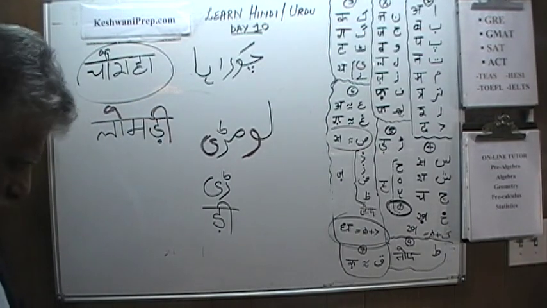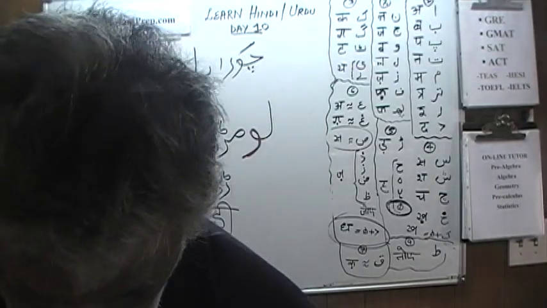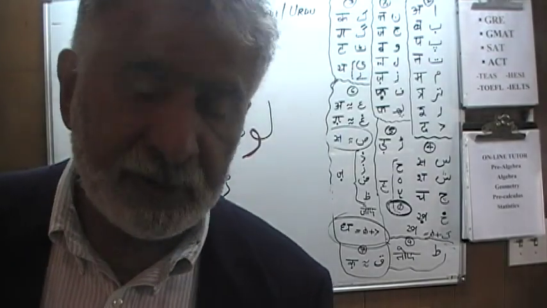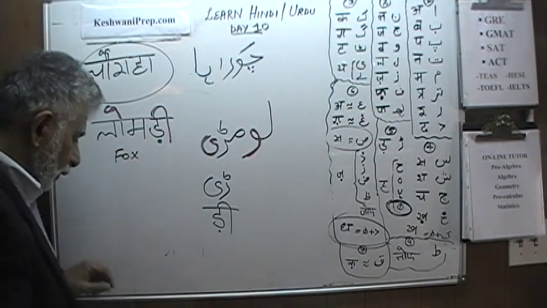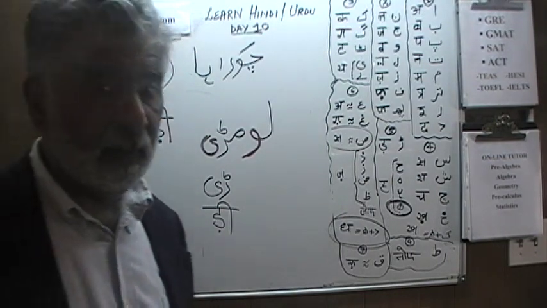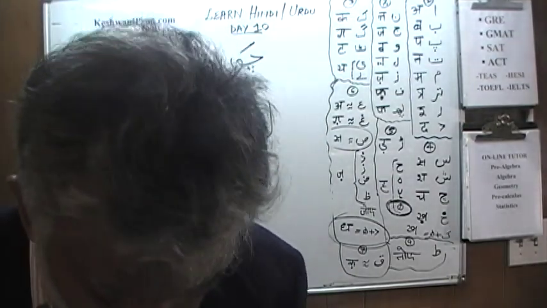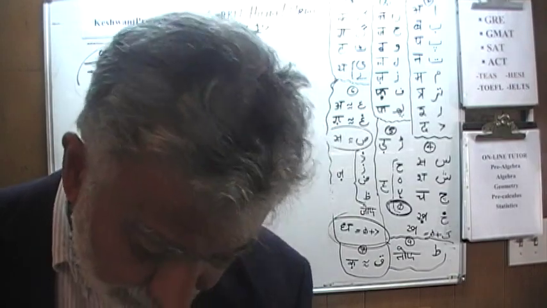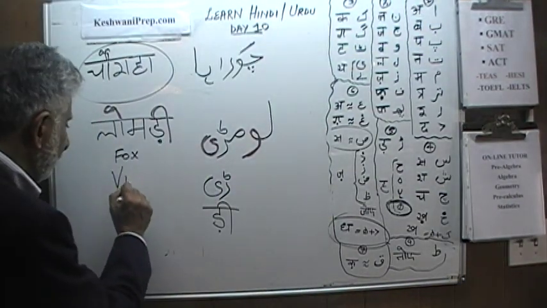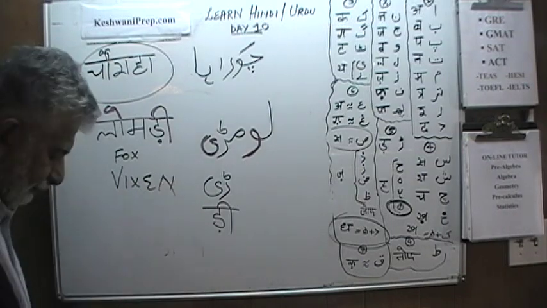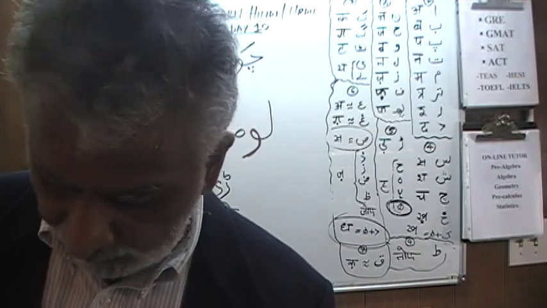Lomri. Do you know what a lomri is? Lomri is a fox. Lomri is a fox. Or to be more precise, it's a female fox. That's hence the lomri, not lomra. Lomri, female fox. And female fox actually has a word in English language. A female fox in English language is called a vixen. That's a word for female fox.